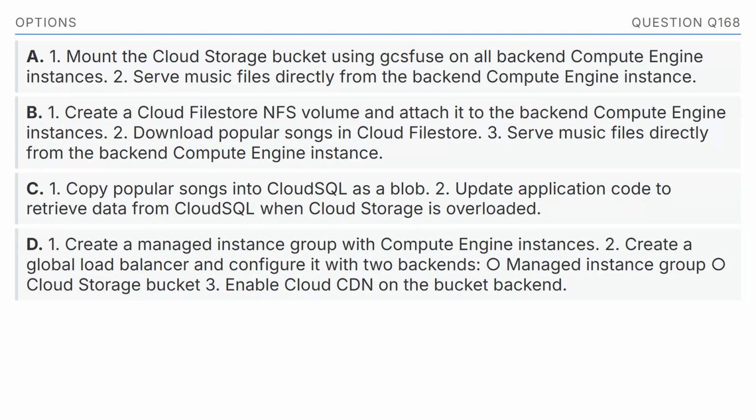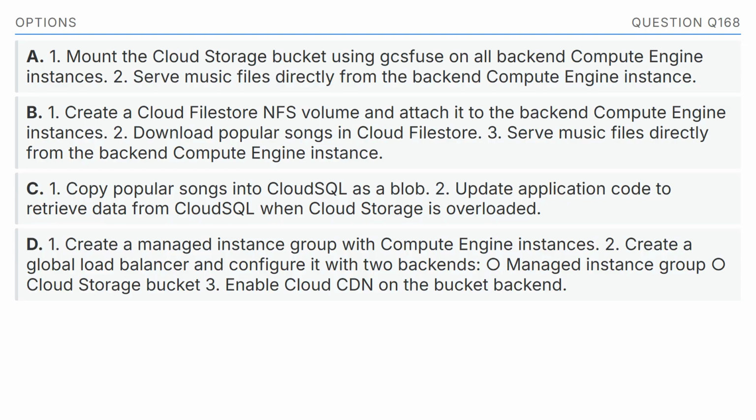The options are Option A: 1. Mount the Cloud Storage bucket using Cloud Storage FUSE on all backend Compute Engine instances. 2. Serve music files directly from the backend Compute Engine instance. Option B: 1. Create a Cloud Filestore NFS volume and attach it to the backend Compute Engine instances. 2. Download popular songs in Cloud Filestore. 3. Serve music files directly from the backend Compute Engine instance.